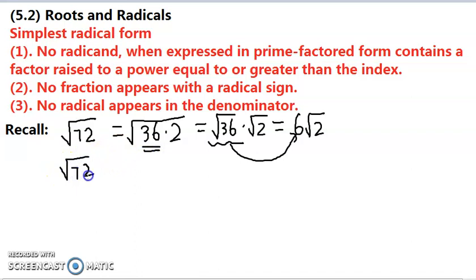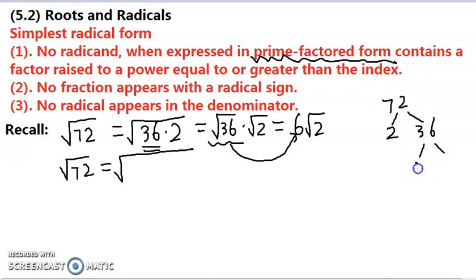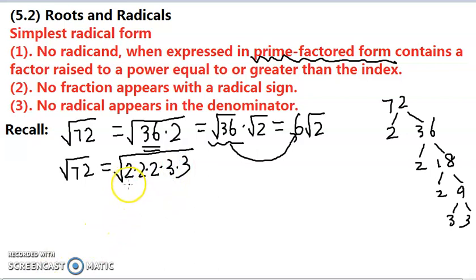The other way to do the problem is to factor it as the rule says, into prime factored form. This is something we learned before. We factor 72 with a factoring tree. 72 can be factored as 2 times 36. 36 can be factored as 2 times 18. 18 can be factored as 2 times 9. And 9 can be factored as 3 times 3. So we write down all those factors: 2 times 2 times 2 times 3 times 3. As we can see, there are 2 copies of 2 and 2 copies of 3. If I rewrite it, that would be 2 squared and 3 squared.